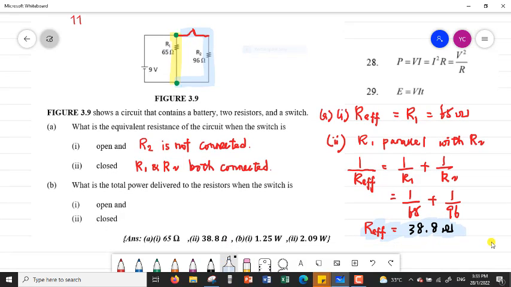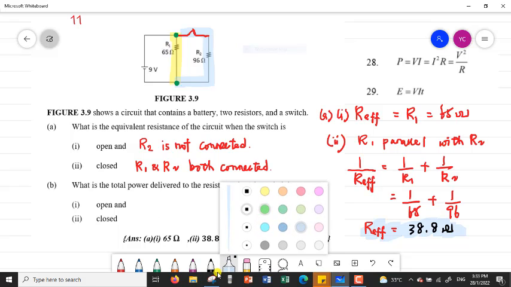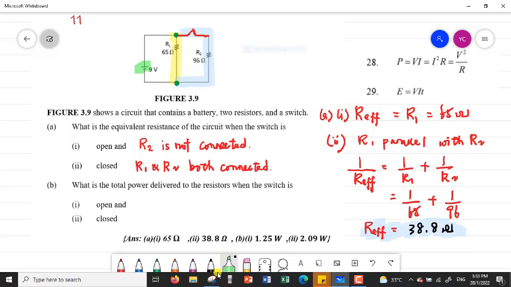Then we proceed to question B. What is the total power delivered to the resistor when the switch is open? So class, when the switch is open, the effective resistance is R1 only, 65 ohm. Then we know that the voltage supplied to the circuit is 9 volts. So I want to find the power. So power will be IV or I squared R or V squared over R. So these are the 3 equations we can use to calculate the power.